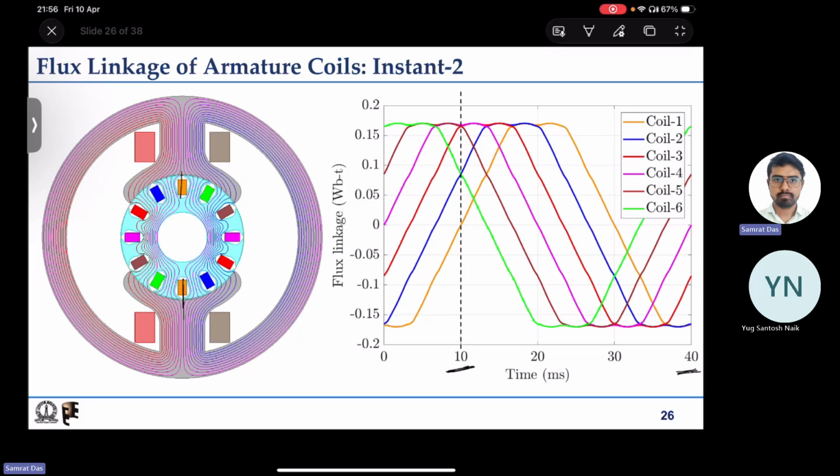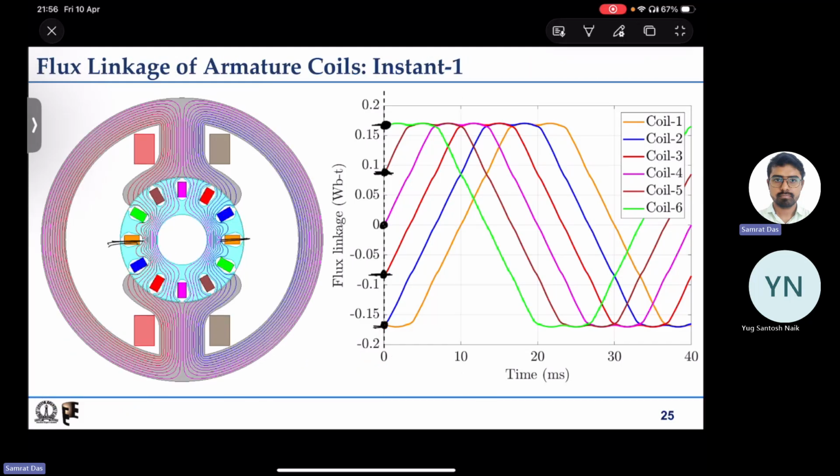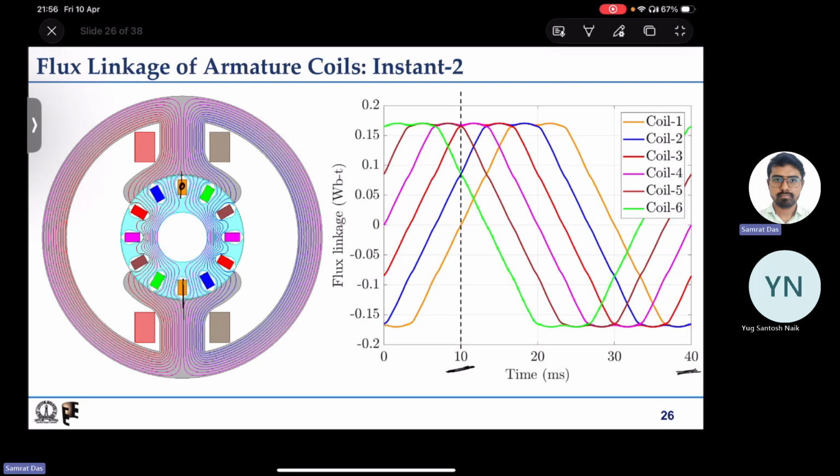At that instant, you can see how the polarities change. This was dot, this was cross. So this will rotate: this one will be dot, this one cross, this one dot, this one cross, dot, cross, dot, cross, dot, cross. So these are the reference directions.